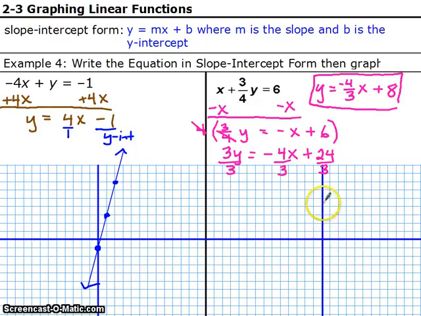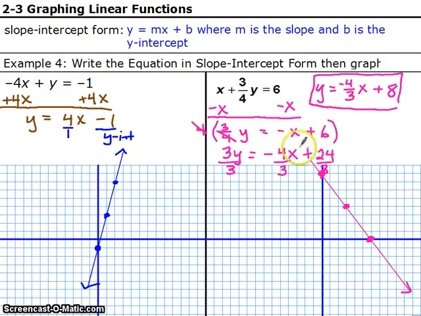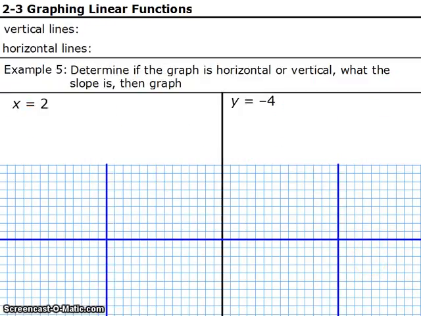1, 2, 3, 4, 5, 6, 7, 8. And then I go down 4, 1, 2, 3, 4, and right 3, 1, 2, 3. Do that one more time. 1, 2, 3, 4, 1, 2, 3. All right, let's draw a line through there. And there we go. All right, last thing we need to talk about are vertical and horizontal lines.